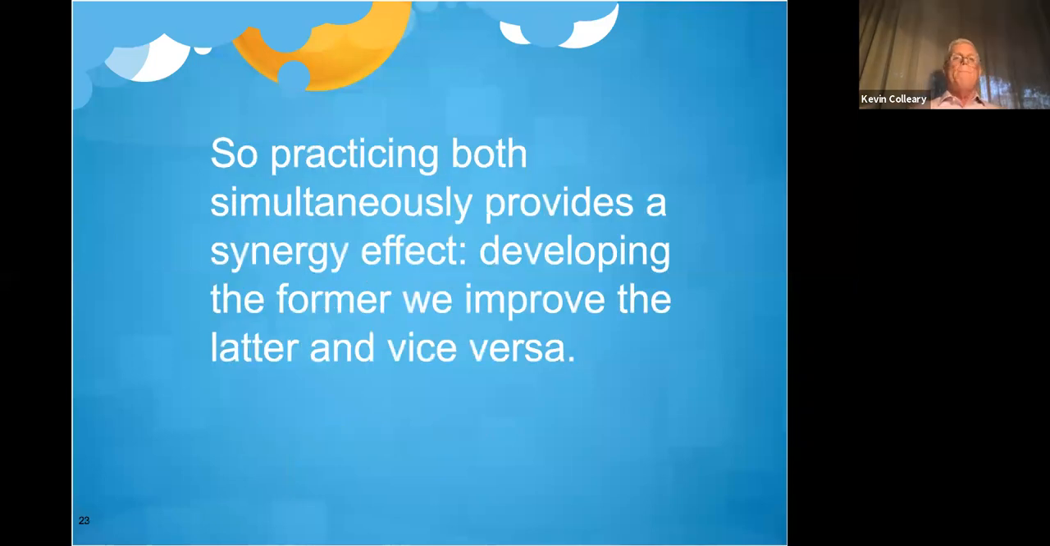So for me, practicing both simultaneously provides a synergy effect. You develop the former and improve the latter, and vice versa. I believe this, as I said earlier, for every content area, but for foreign language acquisition I really do believe it has great benefit, because both of those tasks, building critical thinking skills and building foreign language capacity, take time. And so utilizing them at the same time really does, I believe, give us this synergy effect with our students.